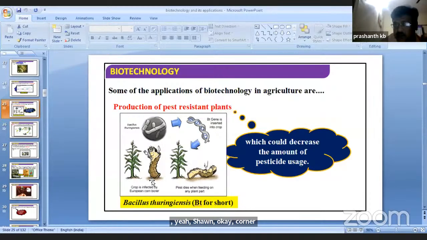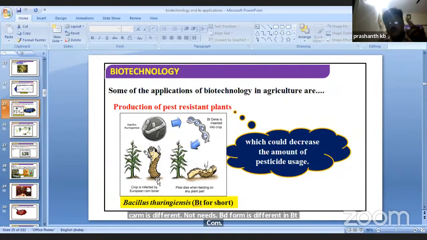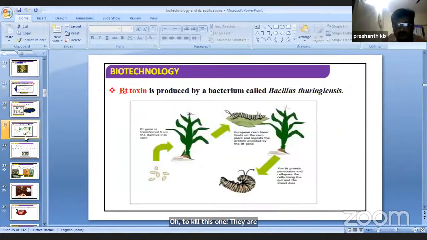But here they have shown a corn borer. The DNA used is CRY1AB. Be careful, 1 mark question. As BT cotton is different, BT corn is different. In BT corn, there is one insect called the corn borer. It will make a hole inside the corn plant. How to kill this one? They have used CRY1AB. Okay, next one.